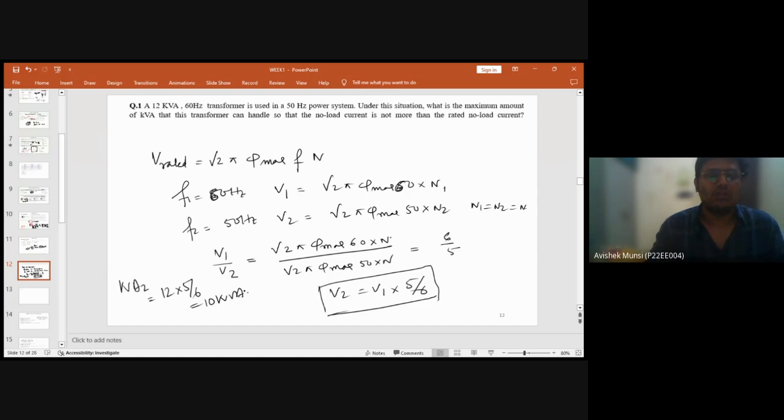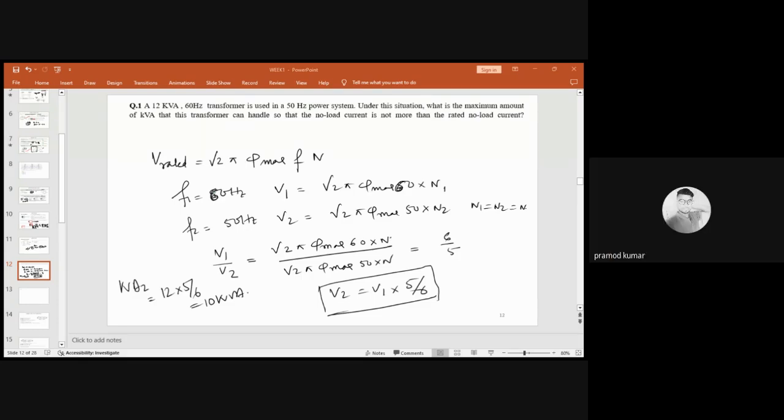So those who have got the answer 10 kVA, absolutely right. Many of you have solved it. Fine. Is it clear? Does anyone have any doubt? If you have any doubt, you can ask. Because the next problem is also based on this formula. If you are able to understand this, then you can solve the next problem.